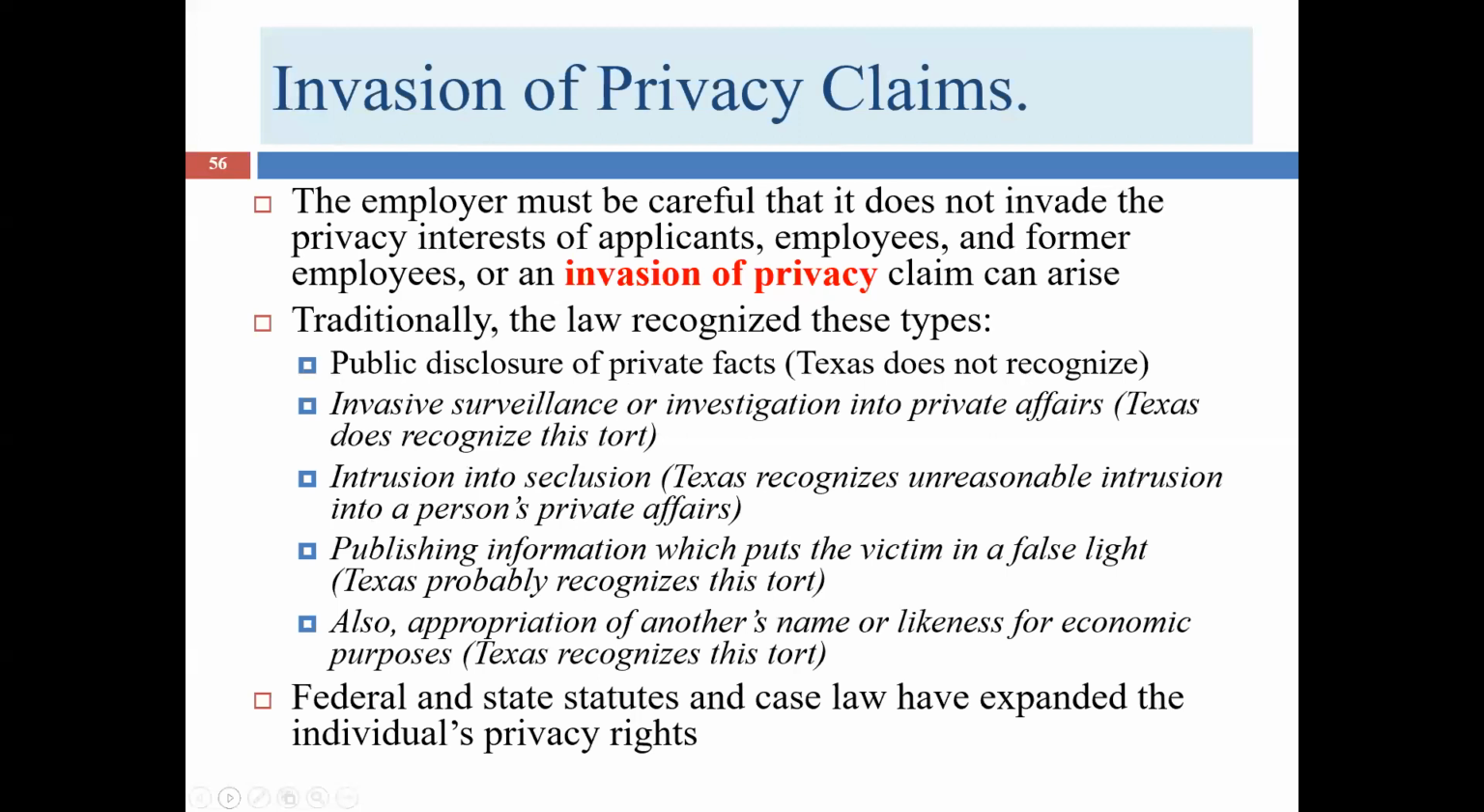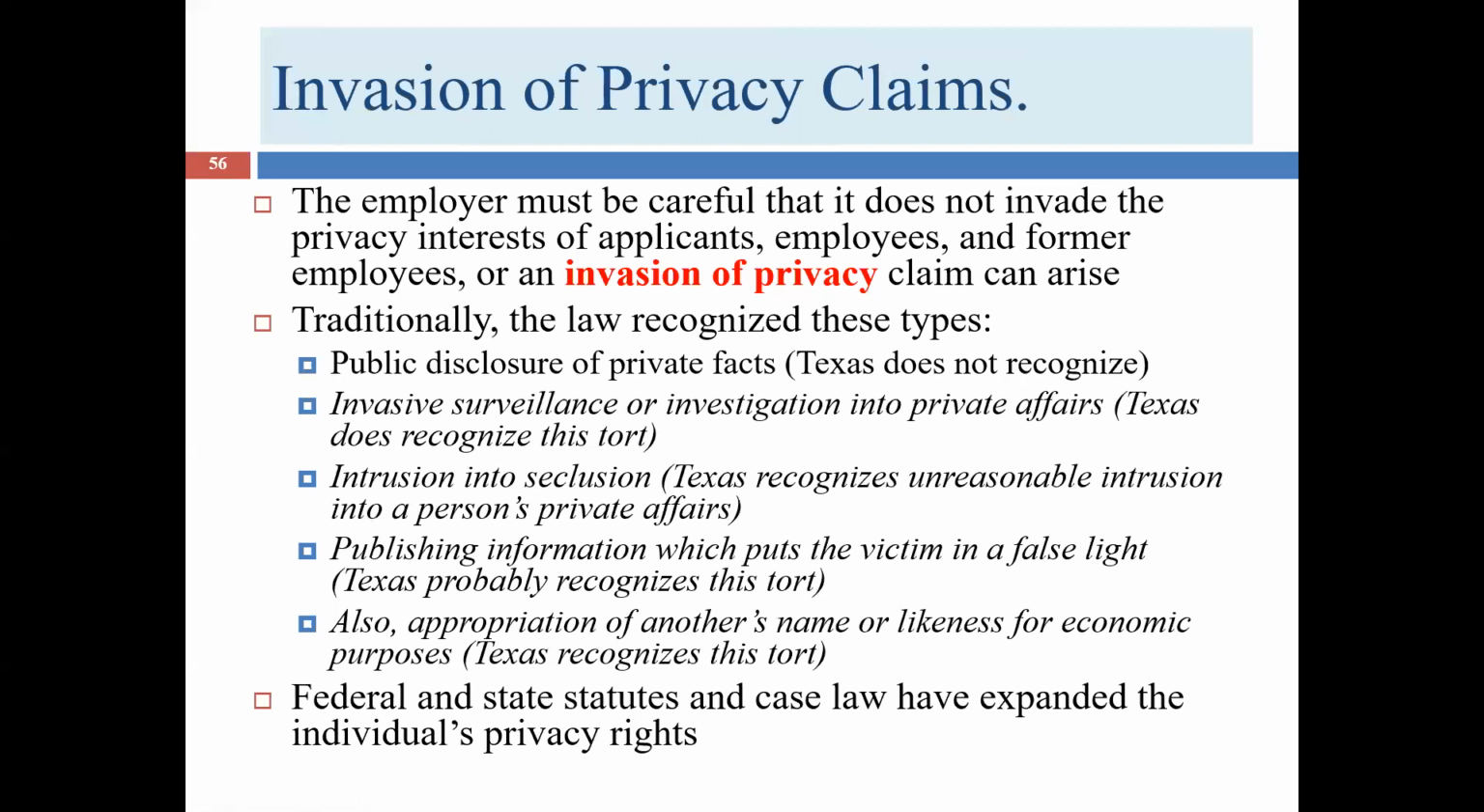We'll also talk about invasion of privacy claims as we progress in this case, but I want to flag just a few. We usually think about there being four or five torts in the area of invasion of privacy. In Texas, we probably recognize four of the five, and I'm going to flag these. This would be invasive surveillance or investigation of private affairs. We do recognize this tort. This would be if I wiretap somebody's phone, for example.